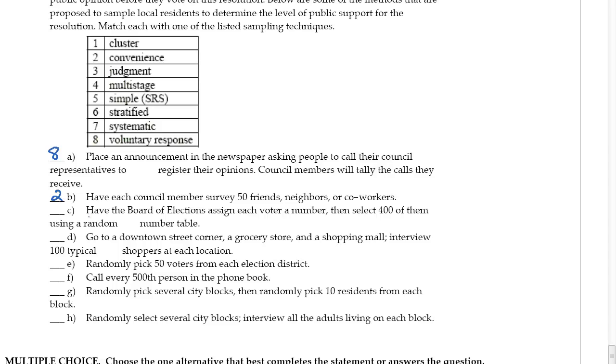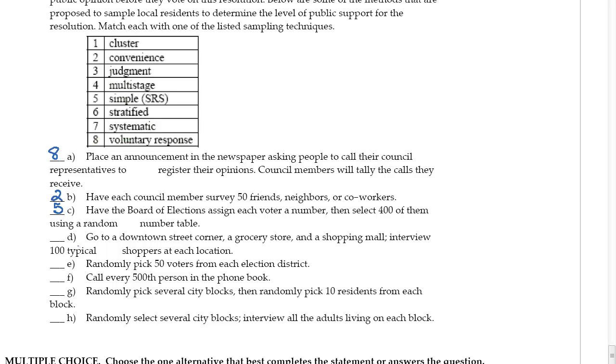Okay, so that's going to be a convenient sample. Have board members assign voters each a number, then select 400 of them using a random number table. So that's just a simple random sample. We put the whole population in a hat and we draw them out at random.